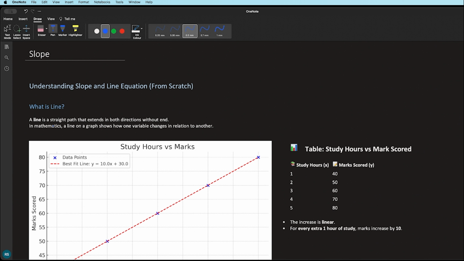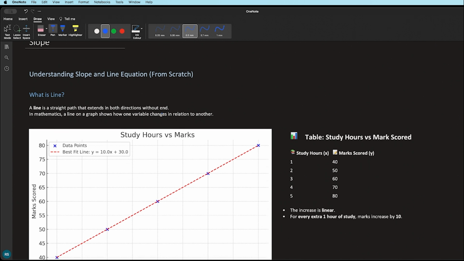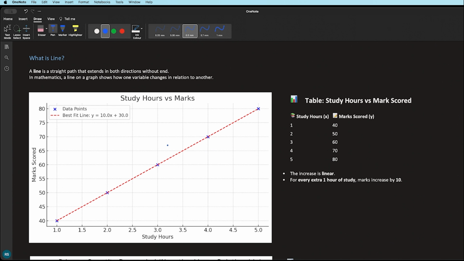You can see here, there is a definition for line, a simple definition and a definition in the context of mathematics. The simple definition is that a line is a straight path that extends in both directions without an end. In 2D space, a line can have no end; its ends can be infinite.